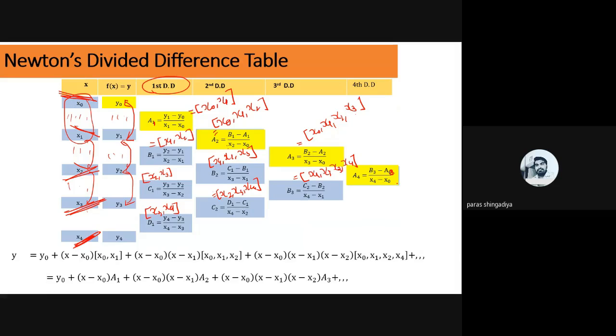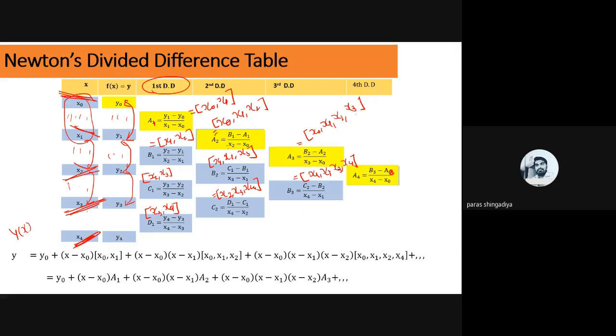So that is our formula to predict y of x by using the Newton divided difference table. Using the Newton divided difference formula: y0 plus (x minus x0) [x0, x1], plus (x minus x0)(x minus x1) [x0, x1, x2]. Then the third term is (x minus x0)(x minus x1)(x minus x2) [x0, x1, x2, x3], and then the next terms, and so on.